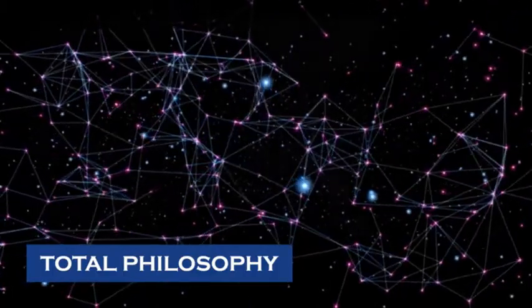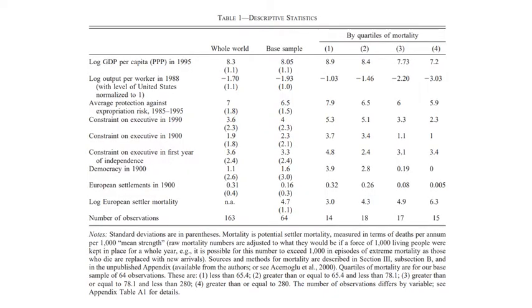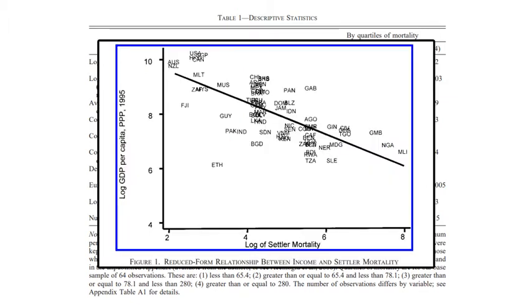Section 2. Institutions and Performance, OLS Estimates. Subsection A. Data and Descriptive Statistics. Table 1 provides descriptive statistics for the key variables of interest. The first column is for the whole world, and column 2 is for our base sample, limited to the 64 countries that were ex-colonies and for which we have settler mortality, protection against expropriation risk, and GDP data. This is smaller than the sample in Figure 1.